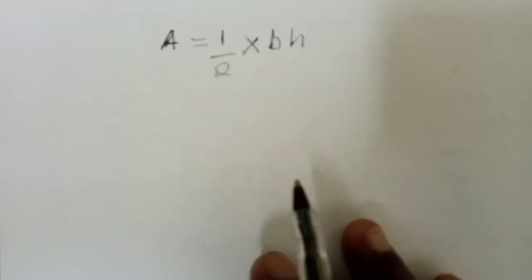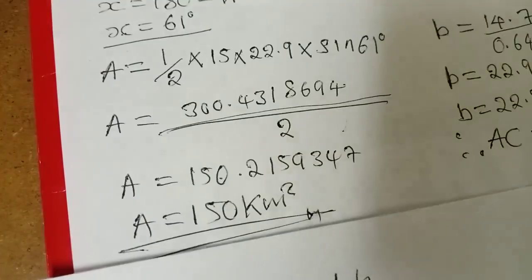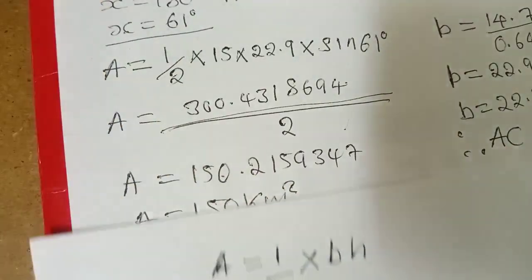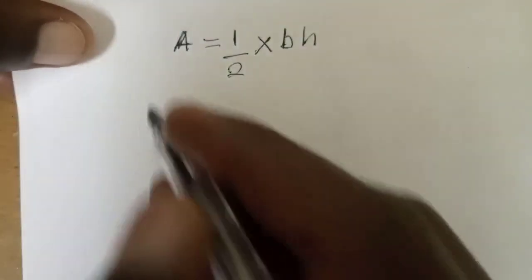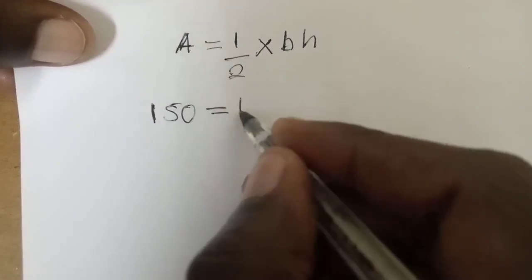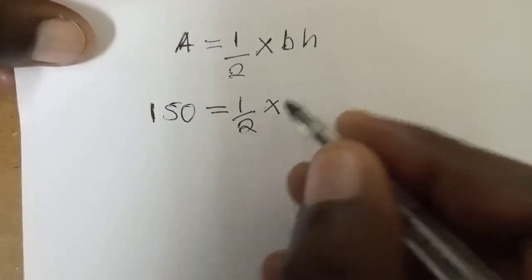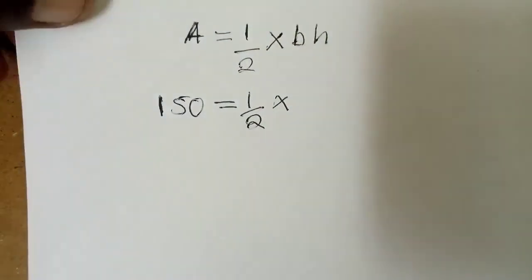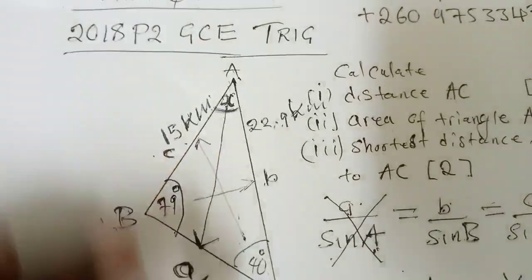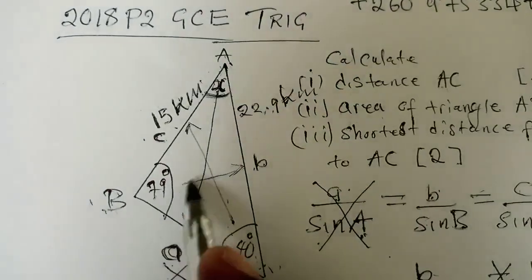We found the area as 150, so we'll replace this area with 150. 150 is equal to half multiplied by b. What is our b? You go back to this one. What is our b?